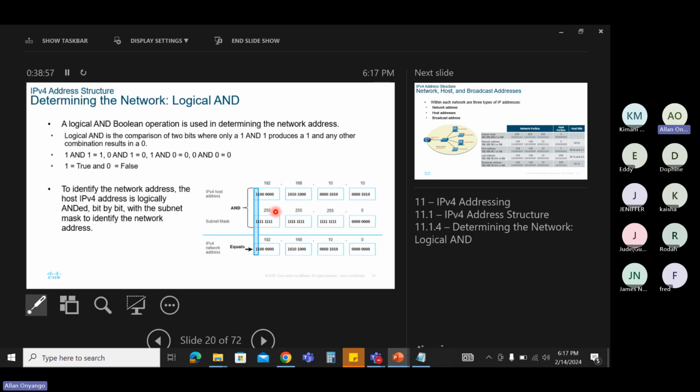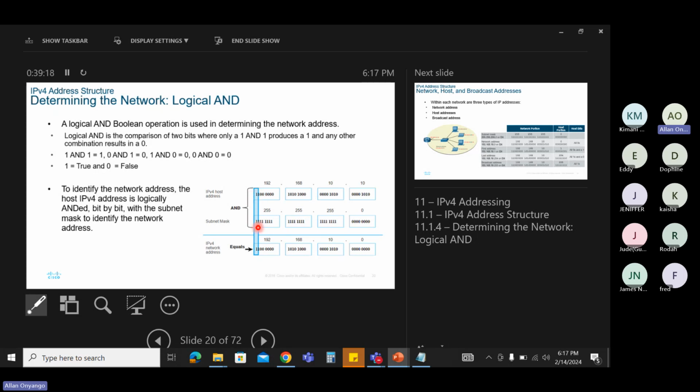Then your subnet mask is 255.255.255.0. Again, write each of them into binary. So 255 is 8 ones. 255 is 8 ones. 255 is 8 ones. 0 is 8 zeros. Okay? Then what do you do? Very simple. You are going to AND bit by bit, corresponding bit by bit.